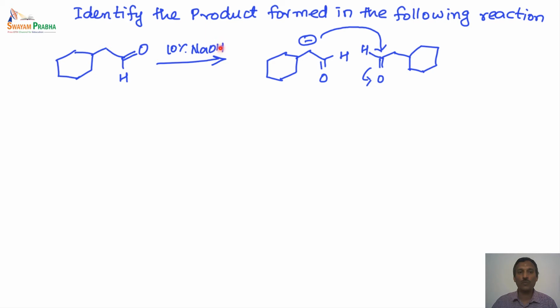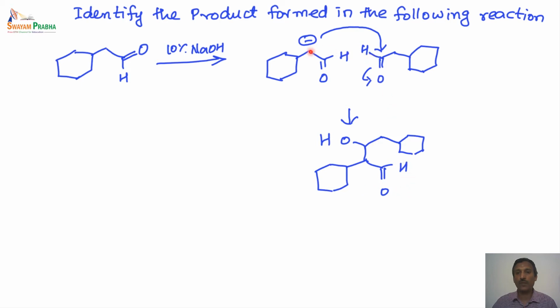This OH minus is a base, and can abstract a proton from the acidic hydrogen on this particular carbon, which is alpha to the carbonyl group. This is electron withdrawing, so this proton is highly acidic. This acidic proton is abstracted by the base, which generates an anion on this carbon. This anion can now attack the electrophilic carbon atom on the other aldehyde molecule. So the bond is shifted towards the oxygen. That leads to a condensed product as shown here.